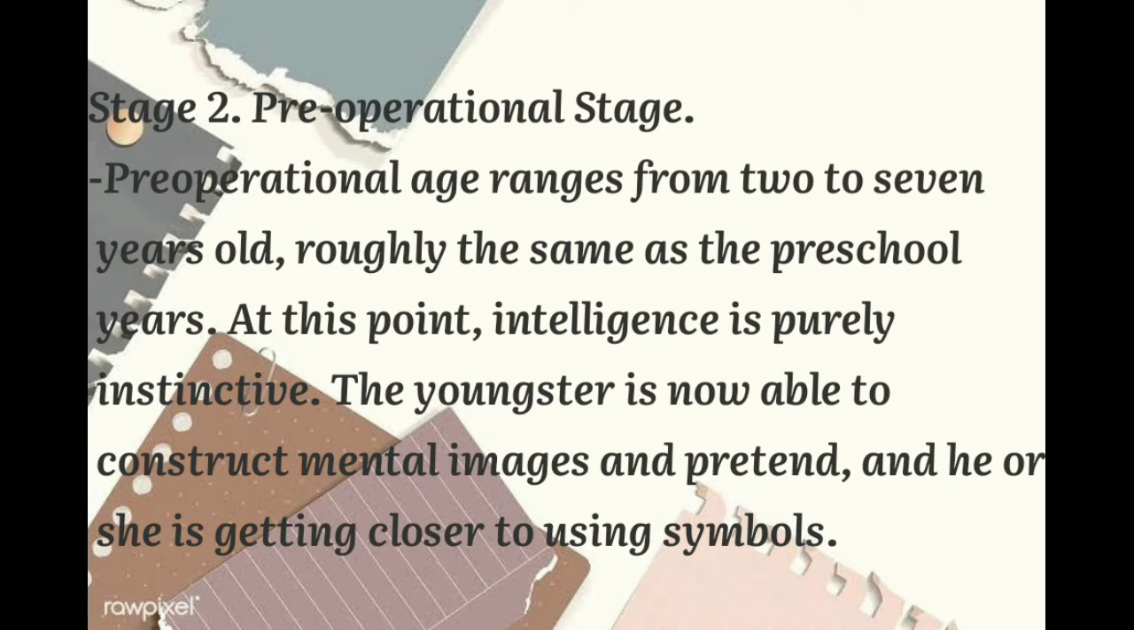Pre-operational stage ranges from 2 to 7 years old, roughly the same as the preschool years. At this point, intelligence is purely instinctive. The youngster is now able to construct mental images and pretend, getting closer to using symbols.